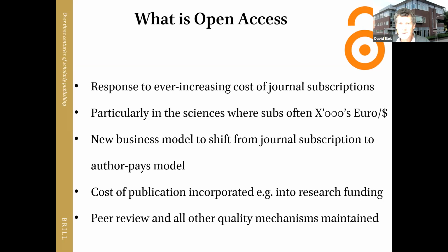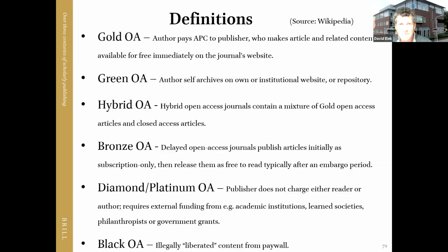A new business model has come up to shift from the journal subscription to the author pays model, and that is open access. So the cost of the publication is, instead of being gathered from subscribers, incorporated into the research funding. All the other mechanisms and peer review are maintained. So all the publishing processes are as they were for a subscription journal, but the business model is different. These open access journal articles or open access books are freely available to all. The payment is at the point of publication.